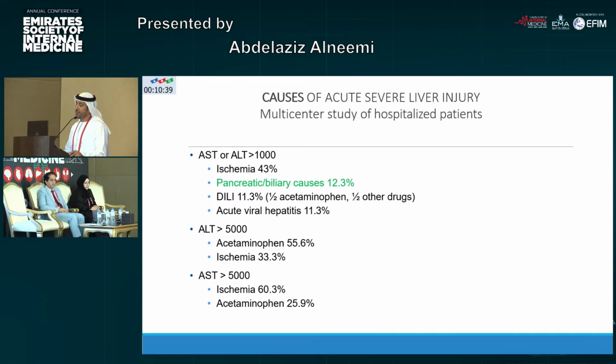Causes of acute severe liver injury: this is a multi-center study of hospitalized patients. They found that with AST or ALT more than 1,000, 43% were because of ischemia, 12% because of pancreatic biliary causes, and 11% DILI. When ALT is more than 5,000, the main cause is acetaminophen, and the other is ischemia. When AST is more than 5,000, it's the opposite: most of it is ischemia and less is acetaminophen.